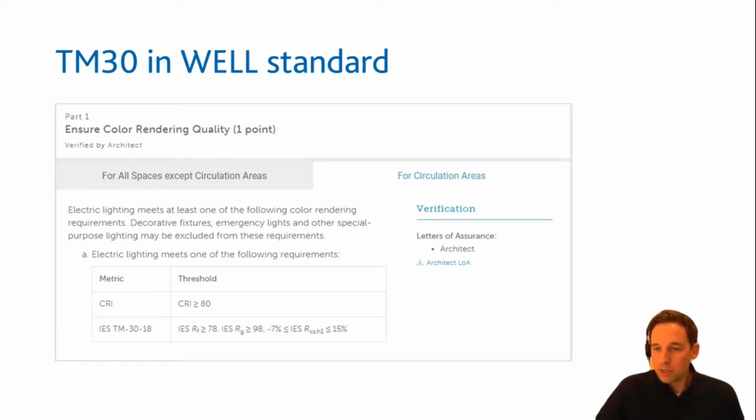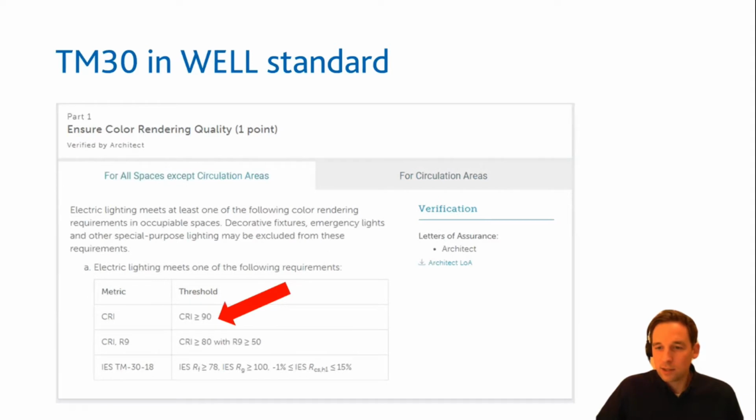Where this comes in really handy is for other areas, so any area except circulation areas. This is where CRI is required to be 90 or above. Again, there are plenty of light sources out there for that, but not all of them are affordable. Not all of them give us the lumen output we require, and sometimes it's just not practical to go with a source for CRI 90 plus. So how can you get around that? Well, this is where TM-30 steps in.